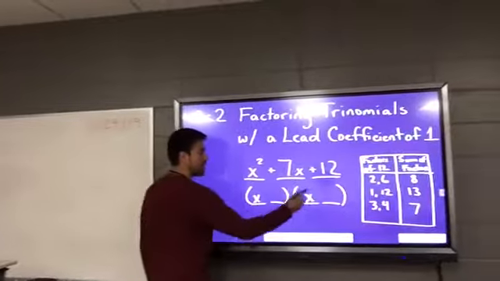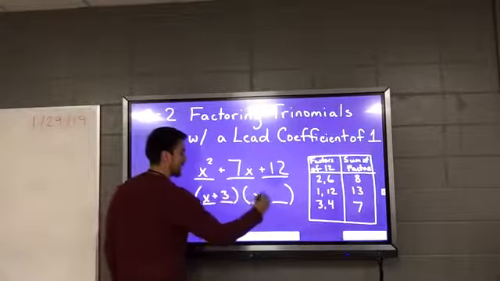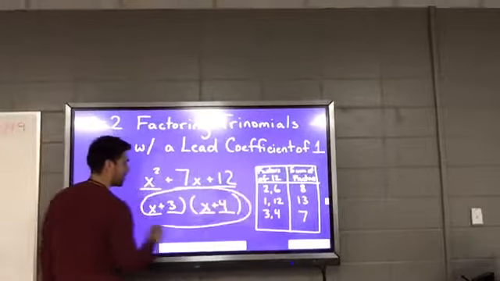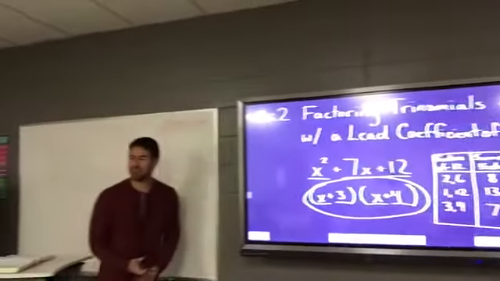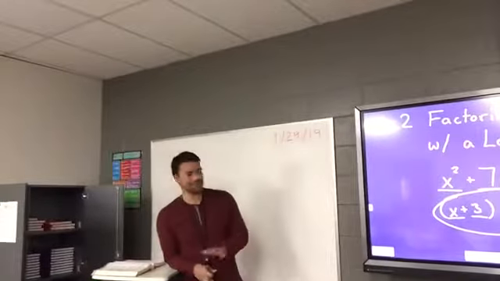So you know what goes in these spots? Positive 3 and positive 4. That's your answer. Pretty random. Yeah, I know. I get it.